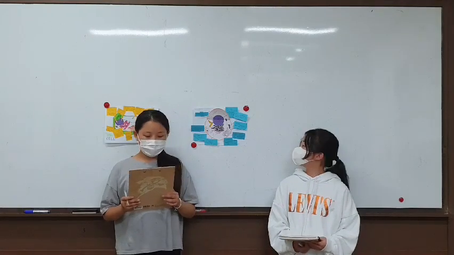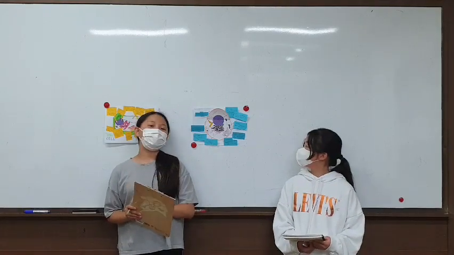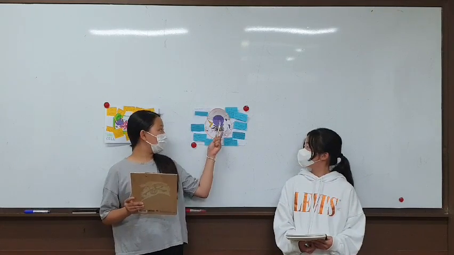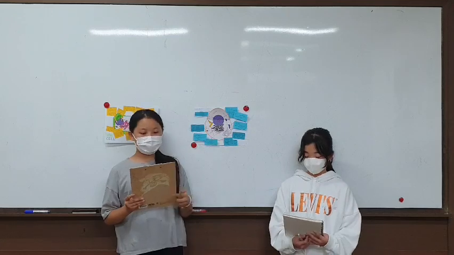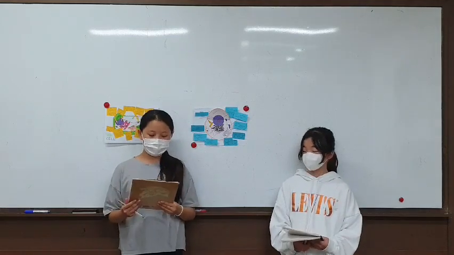The next would be the nucleolus. The nucleolus is the center of the nucleus. If you see in the middle, there is a small marble-like purple circle inside the nucleus. This is called a nucleolus.